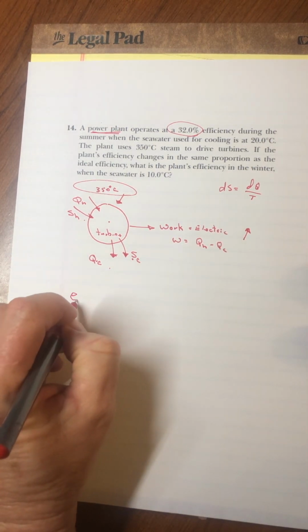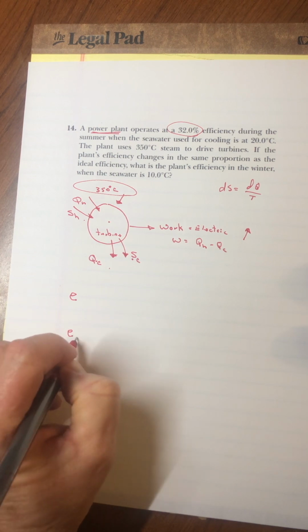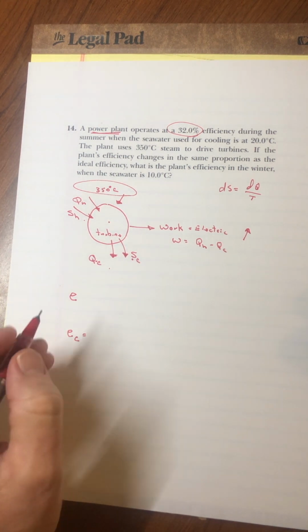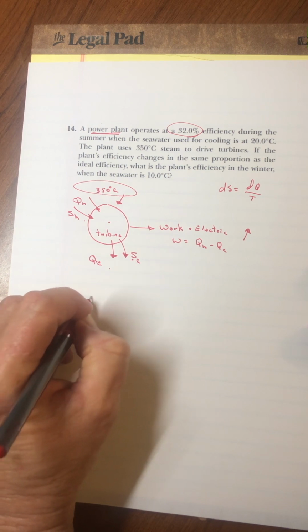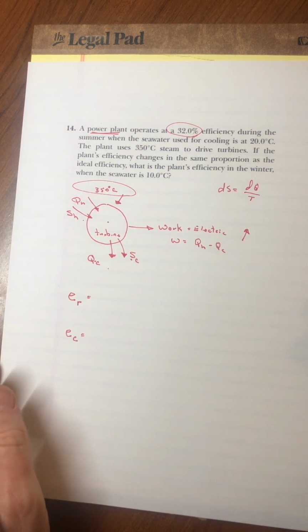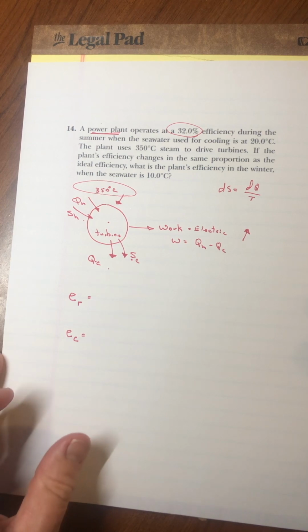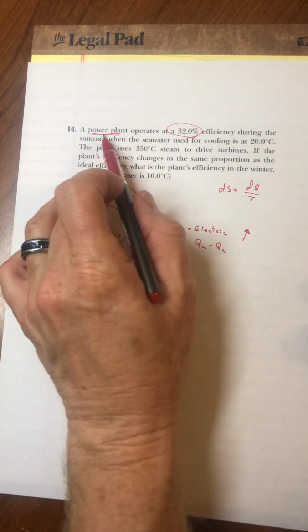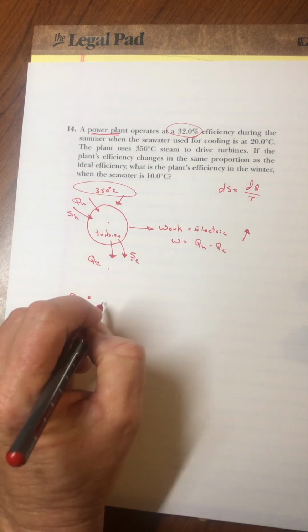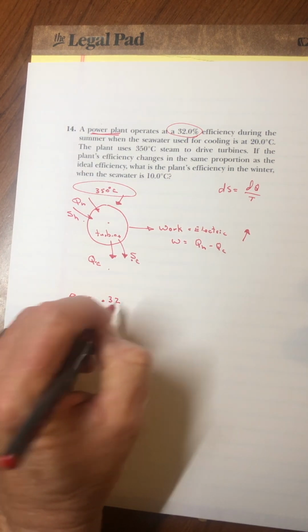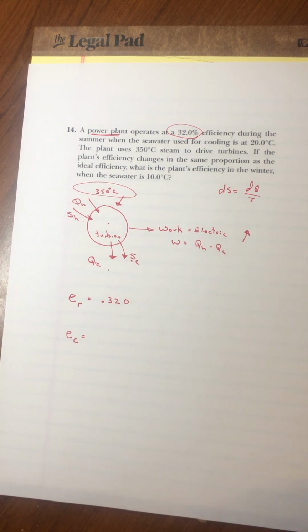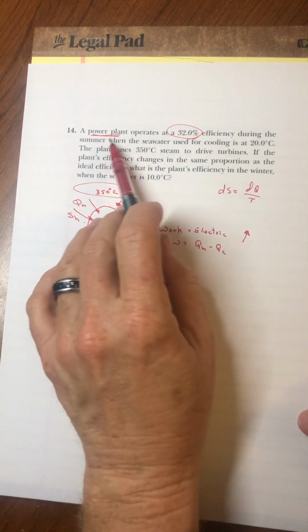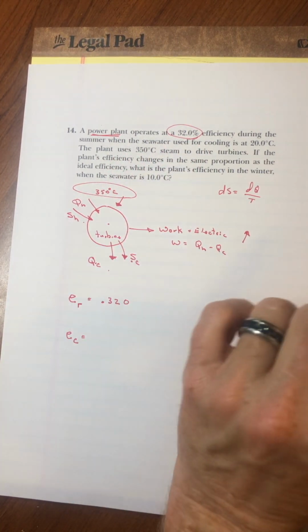And so let me put an E and another E. I'll put a little sub-E for the ideal Carnot cycle, and maybe I'll put a little R here for our real engine here. Okay, because they're saying that our real engine operates at a 32% efficiency. So let me write it as a 0.320. That's our real efficiency. The plant operates at 30, blah, blah, blah, but then they go on.